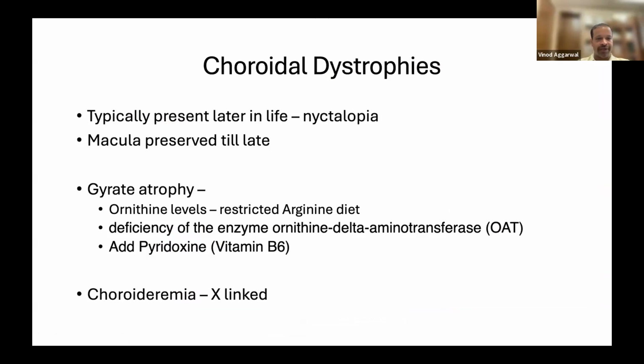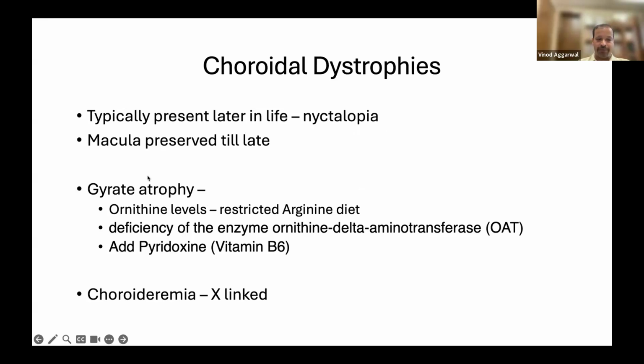I'll move to choroidal dystrophies now. As opposed to macular dystrophies, typically choroidal dystrophies tend to present later in third to fourth decade. Macula is usually preserved, and these patients tend to retain good central vision until late. And most commonly, these patients come with complaints of nyctalopia. Now, there are two patterns. They are typical book pictures, and once you know the phenotype, you will rarely ever miss the diagnosis.